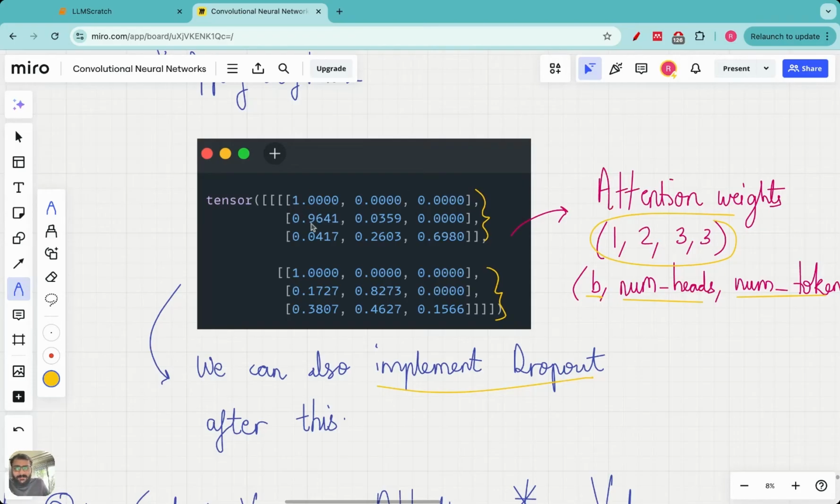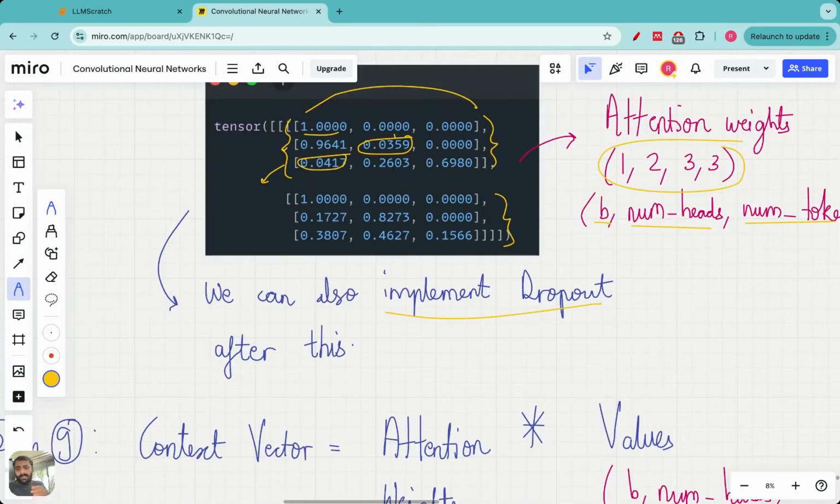In each attention head block, you will see that the size is number of tokens rows and number of tokens columns. So each value is essentially the attention weight between, let's say, the second row, which is the second token, and the second token. This is the attention weight between the third token as the query and the first token as the key. So every single element here has some meaning. It essentially encodes the attention weight between the query and the particular key.